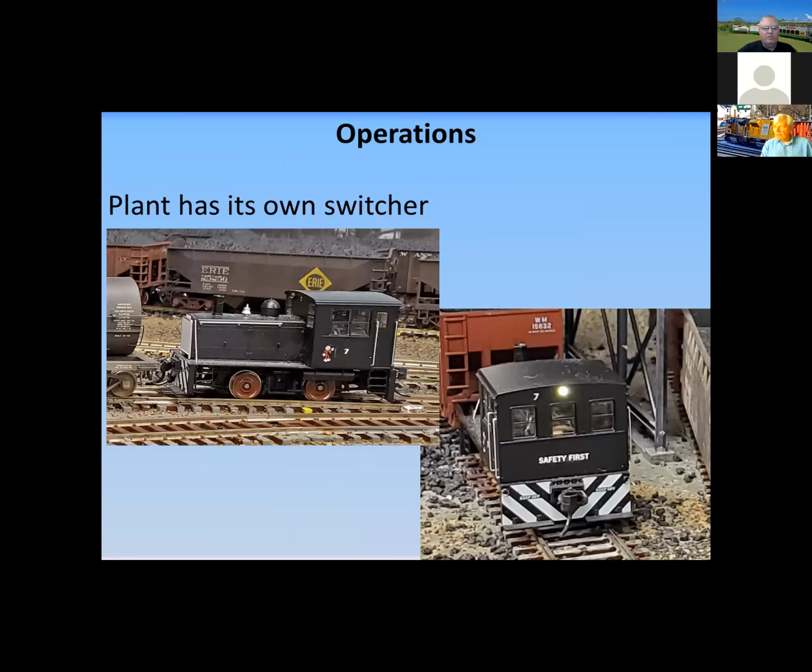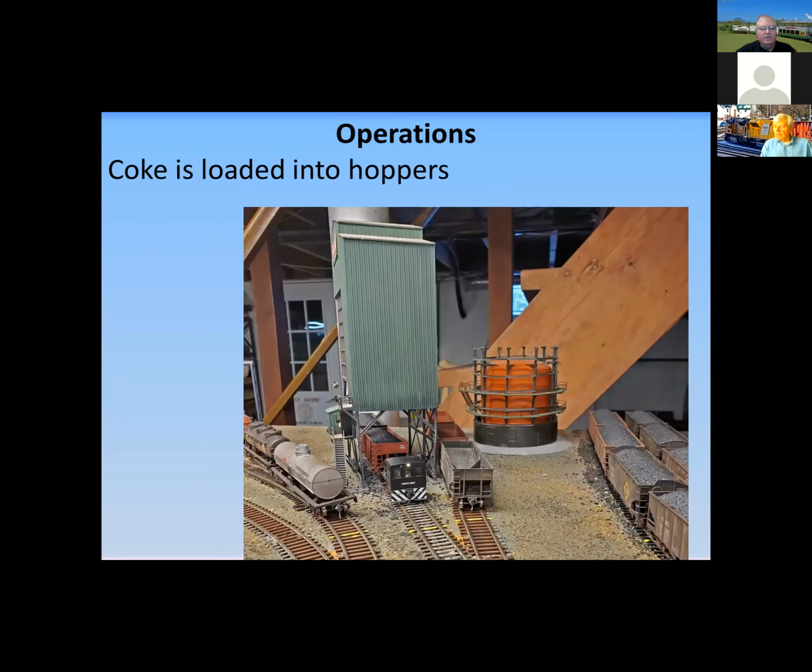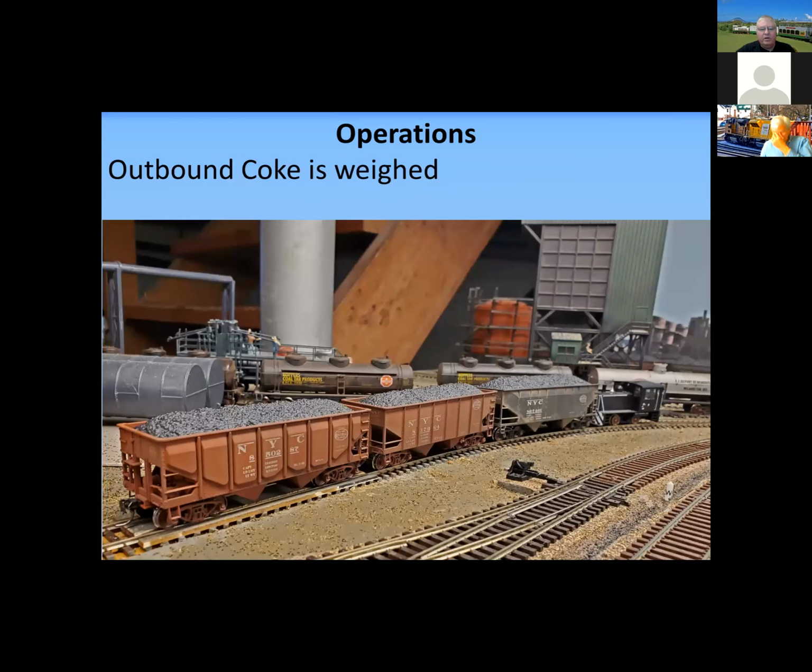The plant has its own switcher, a little Plymouth, and there's a simulated scale, and all of the loaded hoppers are stopped briefly on the scale to simulate weighing. Coke is loaded into the hoppers, and the outbound coke is also weighed.